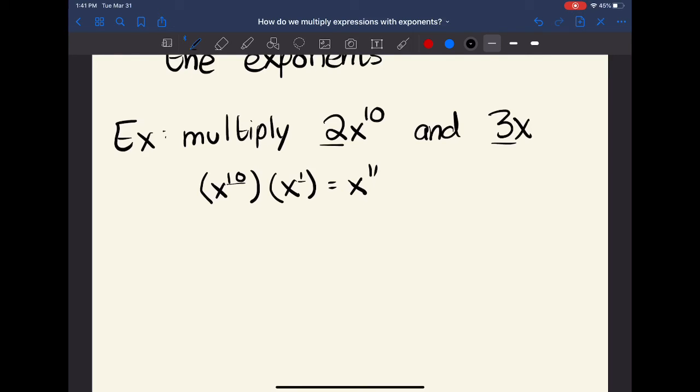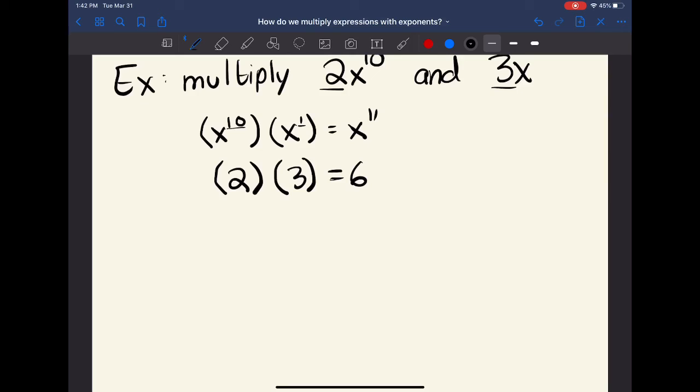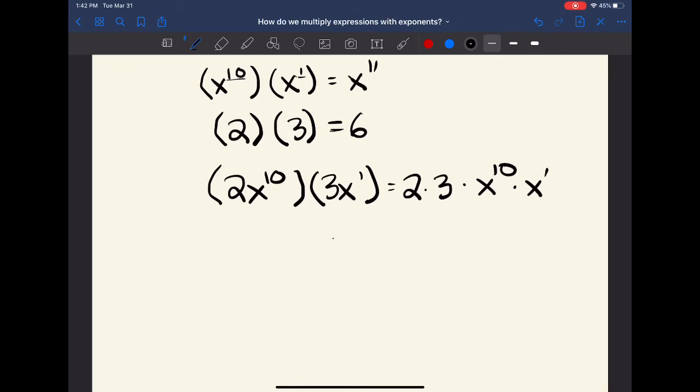Now what happens if I multiply 2 times 3? 2 times 3 I know is 6. So I can combine both of those together. 2x to the 10th and 3x to the first is equal to 2 times 3 times x to the 10th times x to the first. All together, this gives me 6x to the 11th. And that's my final answer.